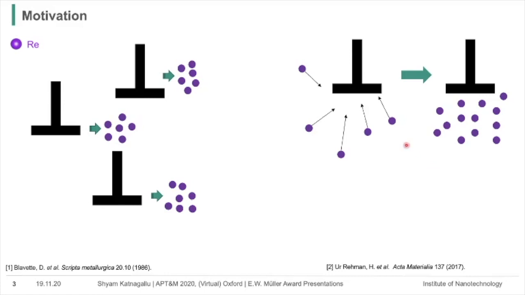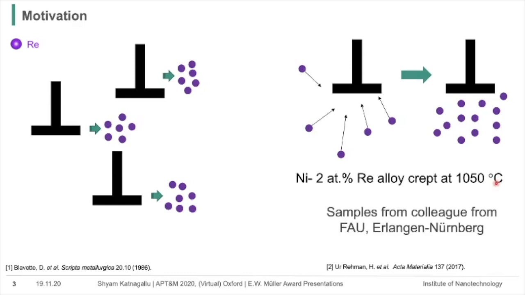So this mechanism was proposed, and we wanted to confirm this experimentally. In order to do that, we took a nickel 2 atom percent rhenium binary model alloy, which was creep deformed at 1050 degrees centigrade to almost to the failure. And we got the samples from Erlangen. And to address this phenomenon of solute atoms segregated to dislocations, we used the most obvious technique which we could imagine, which was atom probe tomography.